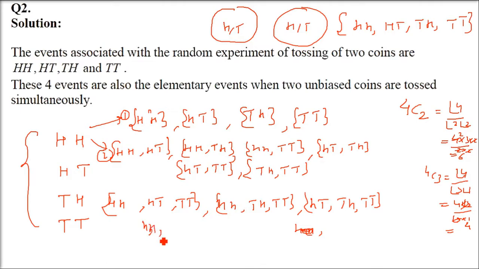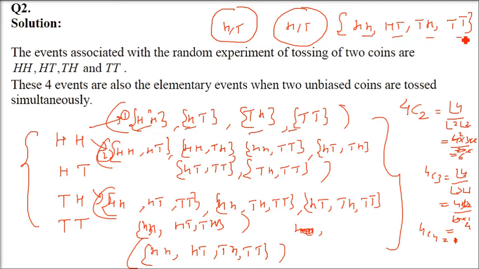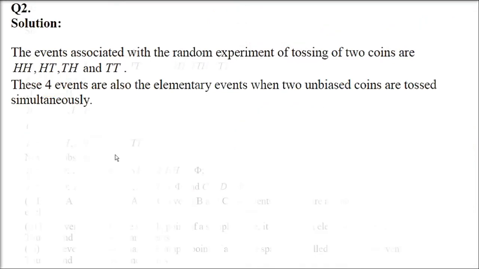So, now we have done 1 at a time, 2 at a time and 3 at a time. Right. Now, 4 at a time, so there will be only one possibility. 4C4 is 1 only. So, HH, HT, TH and TT. Okay. So all these, whichever I have written, this whole set is the answer, total. The second part is asking how many of them are elementary events. So HH, HT, TH, TT, 4 elementary events are there.